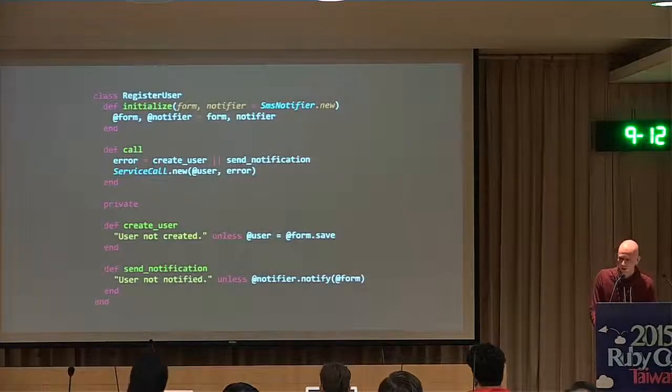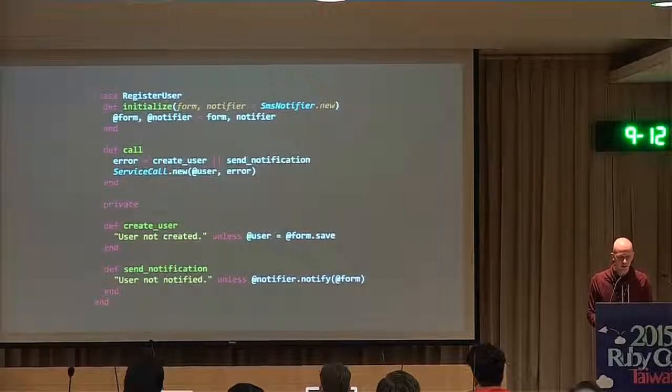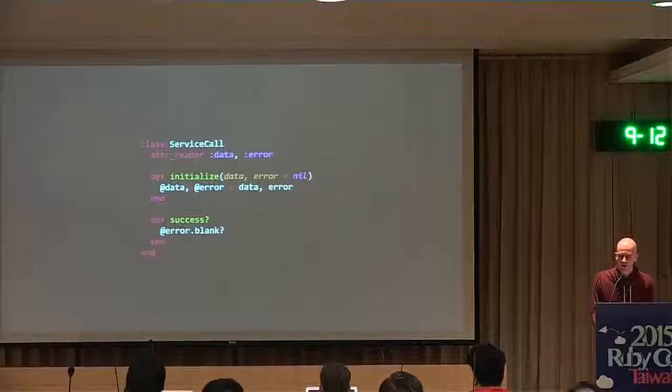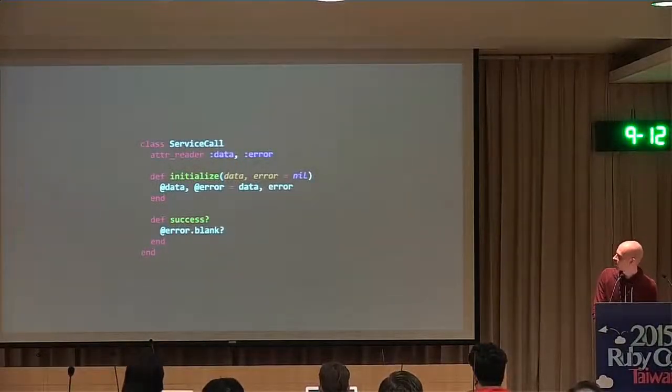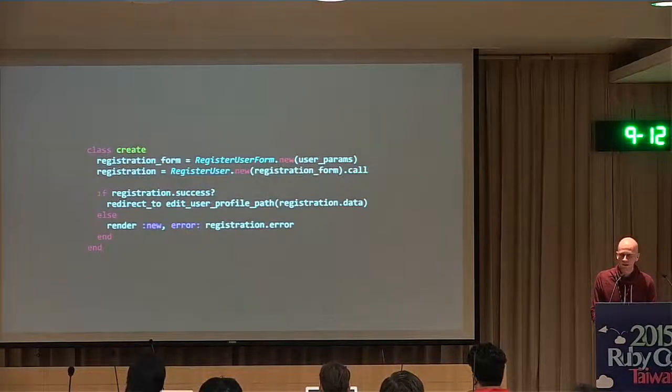And as you can see, it returns another type of object, which is the result object that I talked about previously. An example of that object might look something like this. It's a very simple object. It can have some data, it can have some error information, and it can also tell you if the call was a success or not. And this is an example of how you might use this in your controller.